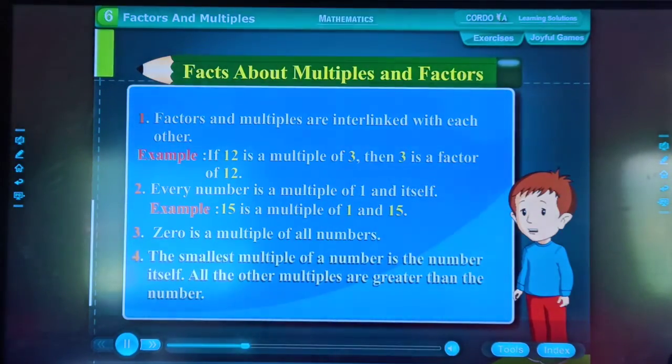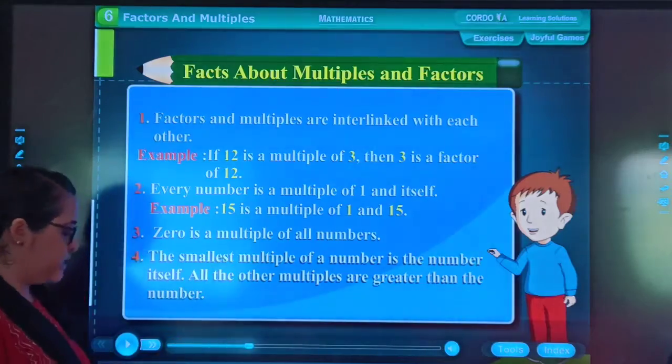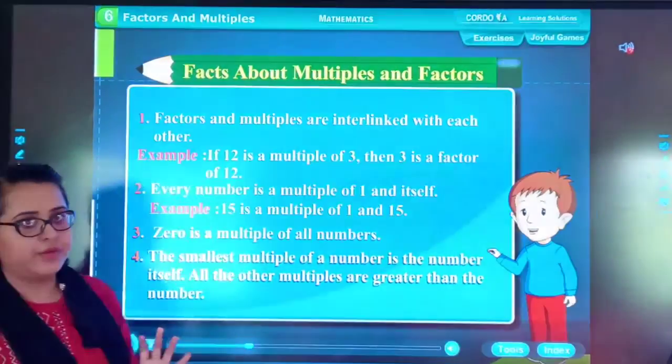The smallest multiple of a number is the number itself. All the other multiples are greater than the number. The smallest multiple of a number is the number itself.